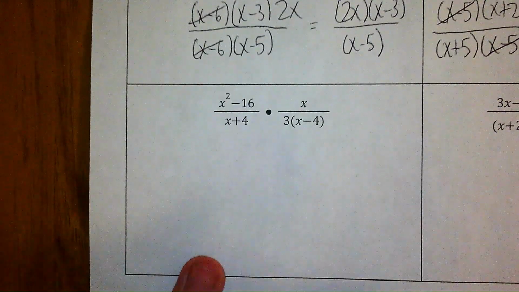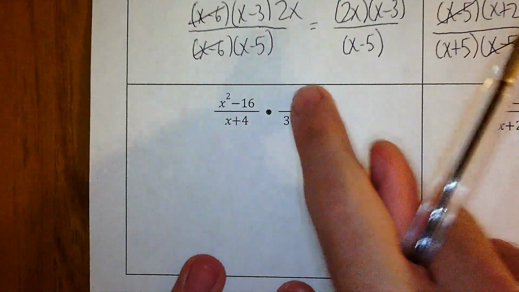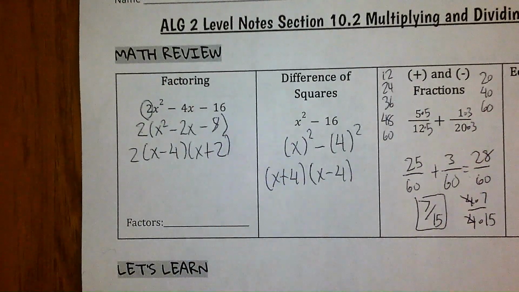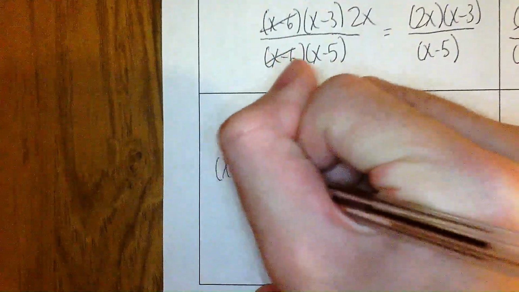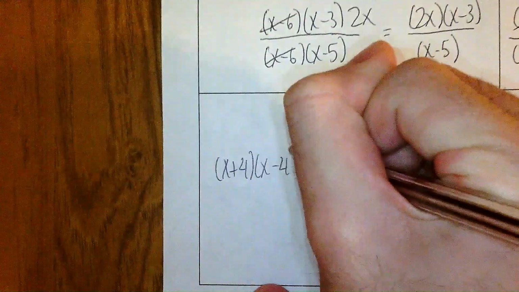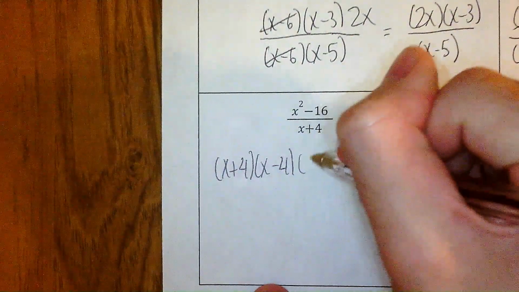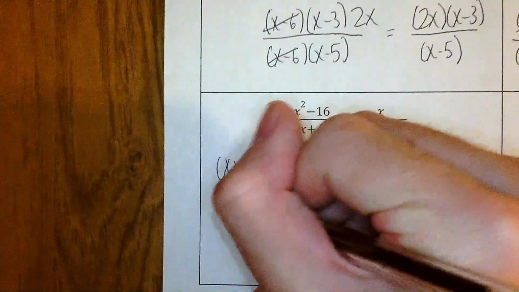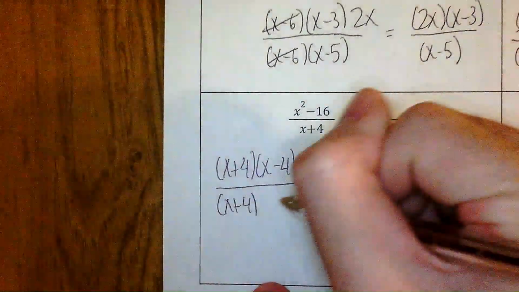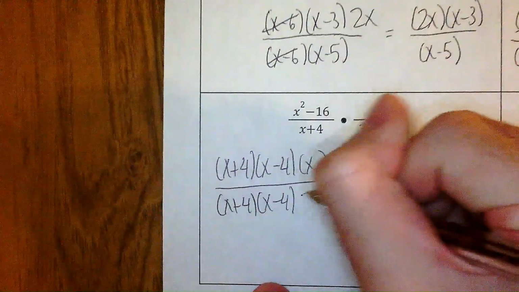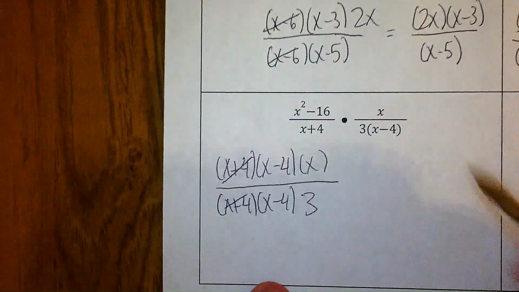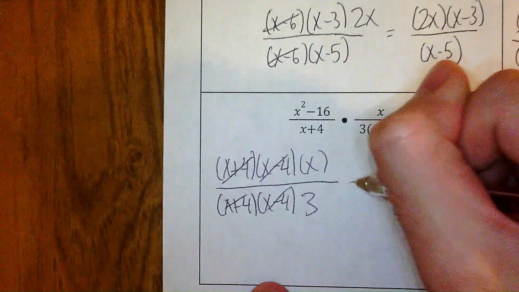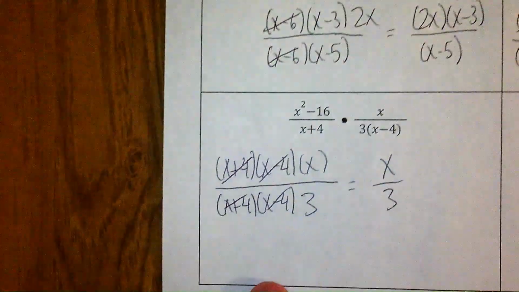Alright, more factors. So the only thing that I see to factor here is going to be this x squared minus 16, which should be rather familiar. Right here, we found two factors to be x plus 4 and x minus 4. So I'm going to handy dandy write those down. With those two, we have x as well, and at the bottom we have x plus 4, we have x minus 4, and we have 3. Now I see two factors that we can cancel. x plus 4 is here and here, and then x minus 4 is here and here. Cross them out, and the result is just x over 3.